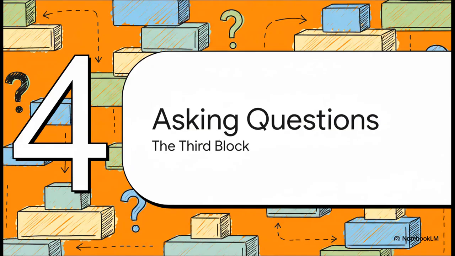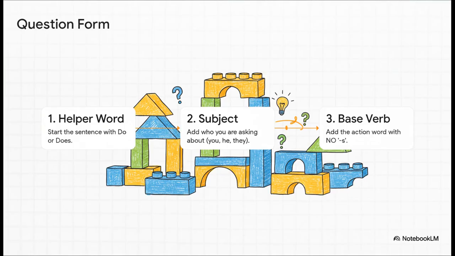So we can make positive statements and we can make negative statements. Now for our final block, asking questions. We're going to use those same helpers, just in a different way. Let's see how that works. To turn a statement into a question, we just rearrange the pieces. It's like a little switcheroo. The helper word, do or does, moves right to the front of the sentence. It's followed by the subject and then the base form of the verb.